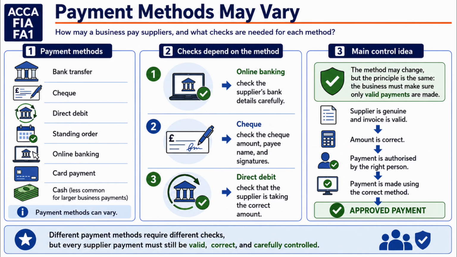The checks needed may be different depending on the payment method. For example, if the business pays by online banking, someone must check the supplier's bank details carefully. If the business pays by check, someone must check the check amount, payee name, and signatures. If the business pays by direct debit, someone must check that the supplier is taking the correct amount. The method may change, but the principle is the same. The business must make sure only valid payments are made.